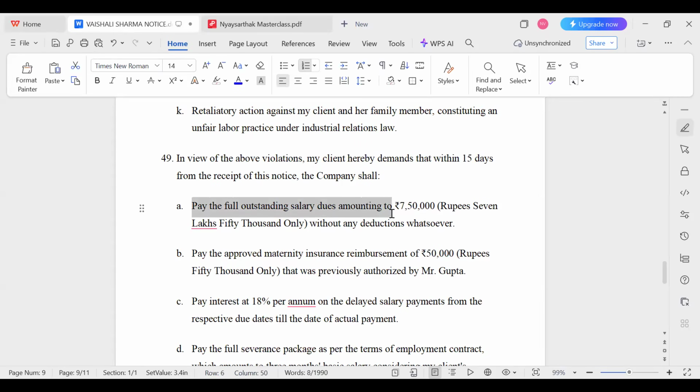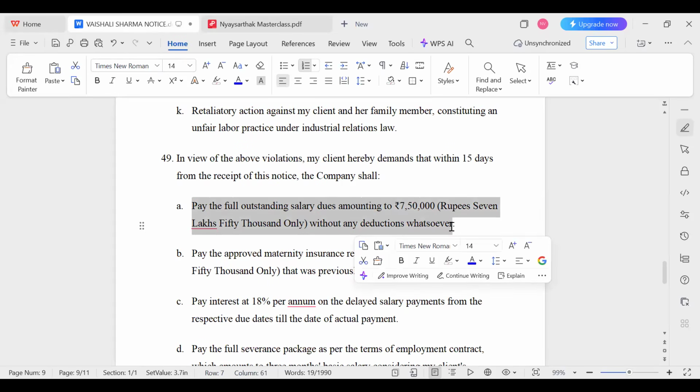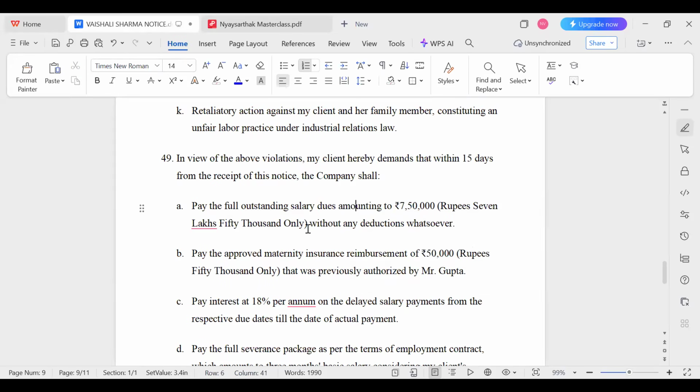outstanding salary dues amounting to 7,50,000. Like, her dues were around 7,50,000 without any deductions, because the other company was claiming that there are some deductions also as per the act. But we have said that there are no deductions, because our client was rightfully claiming this thing. Okay.